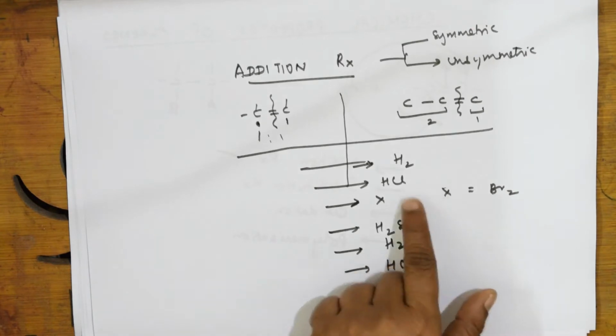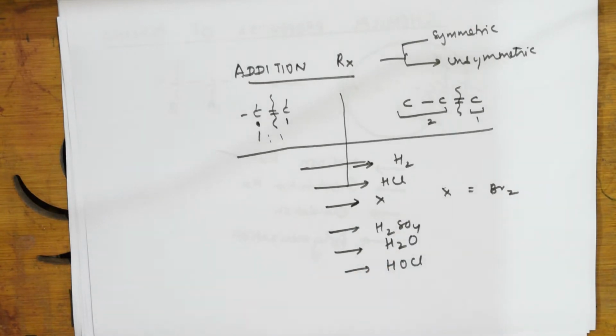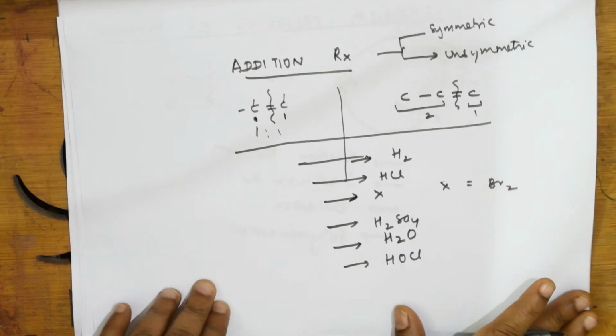So let's start with the addition of hydrogen. One after the other we'll be noting how to add hydrogen around the double bond, how to add HCl around the double bond, a halogen around the double bond, sulfuric acid around the double bond, water around the double bond, and HOCl to the double bond, right? So first of all, let us start with the first type of addition. I said we'll try both symmetrical and unsymmetrical alkenes, right?